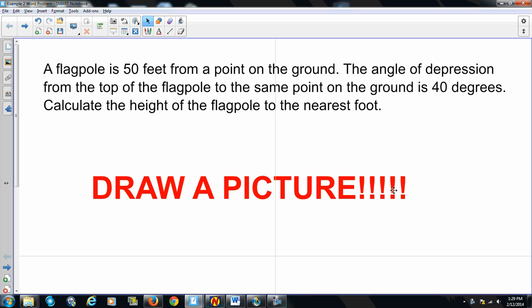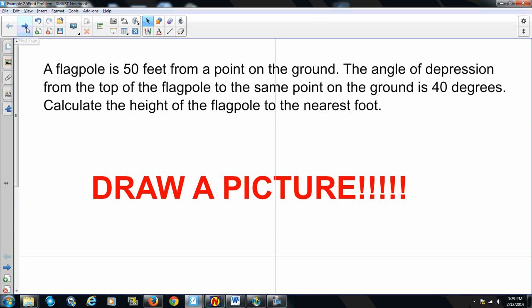A flagpole is 50 feet from a point on the ground. The angle of depression from the top of the flagpole to the same point on the ground is 40 degrees. Calculate the height of the flagpole to the nearest foot. Again, we draw a picture first.